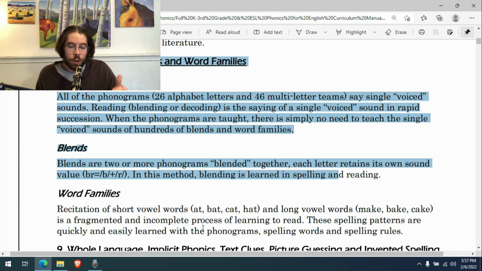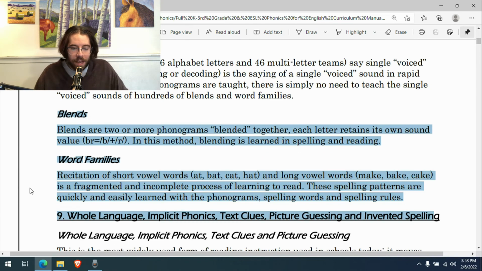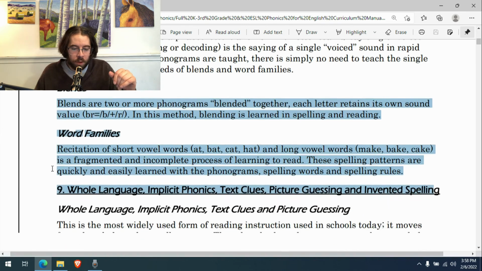When the phonograms are taught, there is simply no need to teach the single-voiced sounds of hundreds of blends and word families. Blends are 2 or more phonograms blended together. Each letter retains its own sound value. So, for example, brr equals b plus r. In this method, blending is learned in spelling and reading.